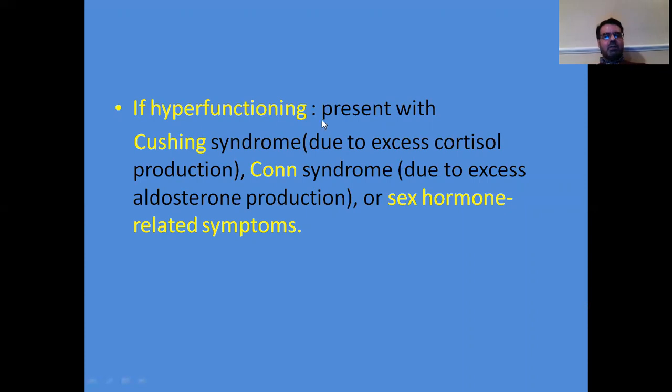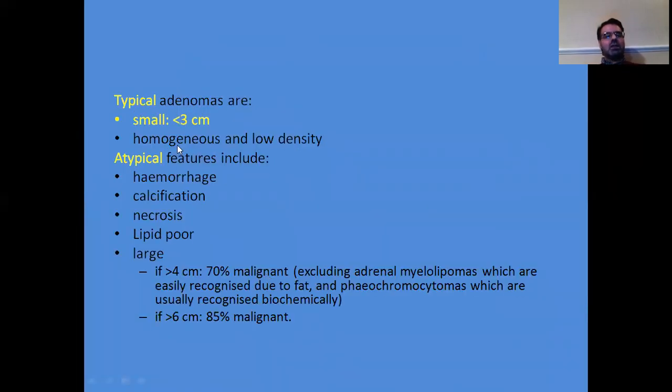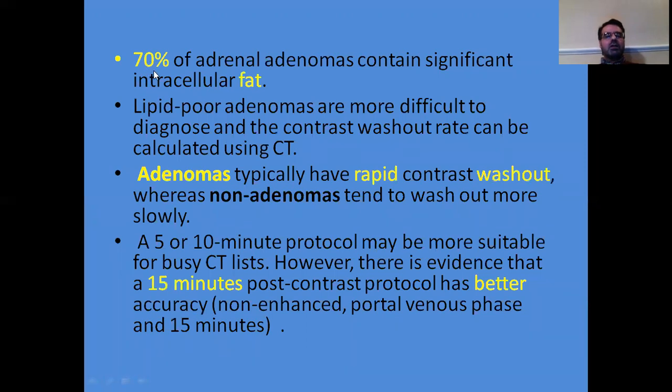If the adenoma is hyperfunctioning, it can present with Cushing or Conn syndrome or sex hormone-related symptoms. Typically, adenomas are small, less than 3 centimeters. However, we can see atypical features such as hemorrhage, calcification, necrosis, and lipid-poor adenomas. 70% of adenomas contain significant intracellular fat. They are typically rapidly washing out, while non-adenomas tend to wash out more slowly.